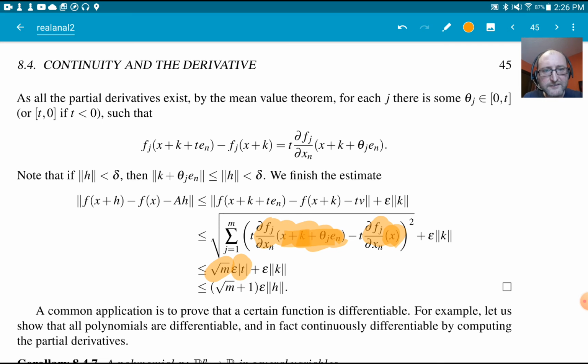I mean, that's just the size of this vector, right? That's less than delta, right? That's what we did over here. That means that difference is less than epsilon, right? That's the continuity of this guy, right? So that's where this epsilon is coming up, right?